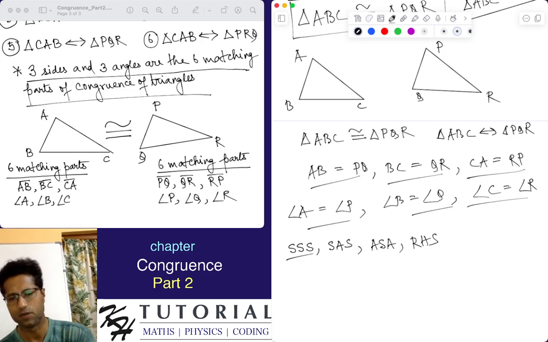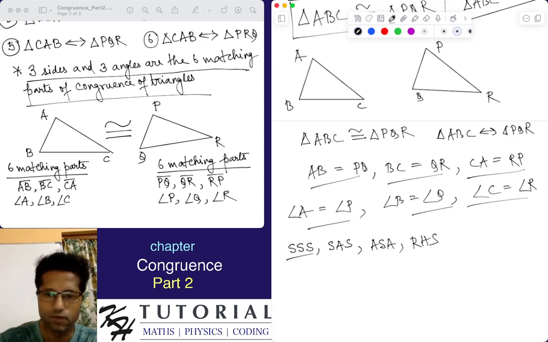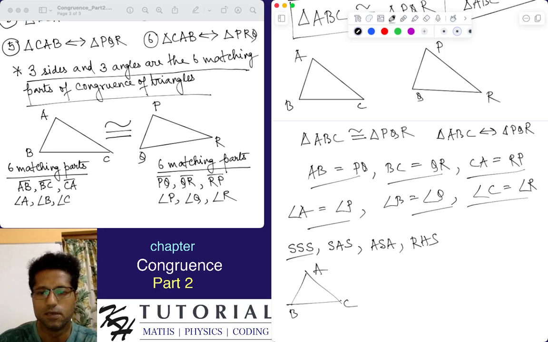In SAS, what does the SAS condition say? The SAS condition is that we try to see whether two sides of a triangle and one angle match. SAS means two sides and the included angle. So if you have two sides in a triangle, let's say I have a triangle ABC, SAS means I am matching two sides.